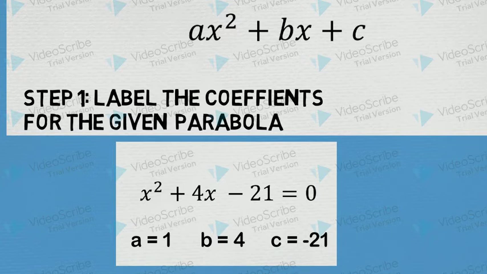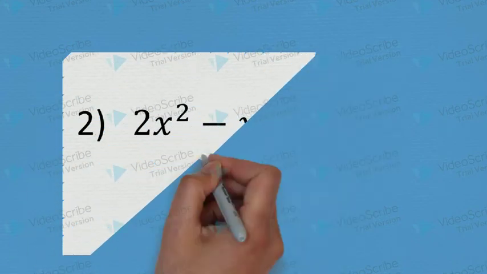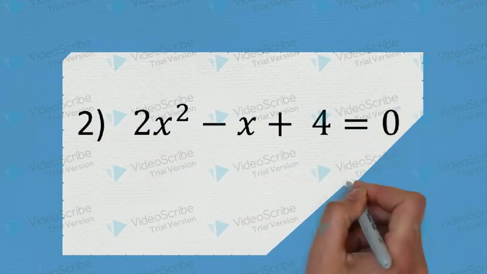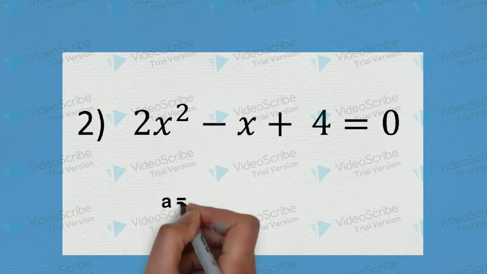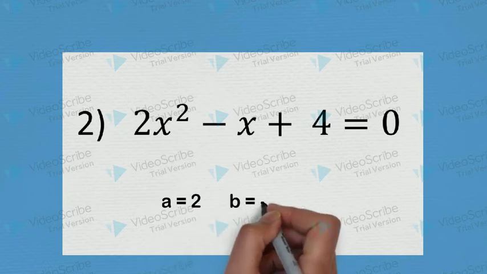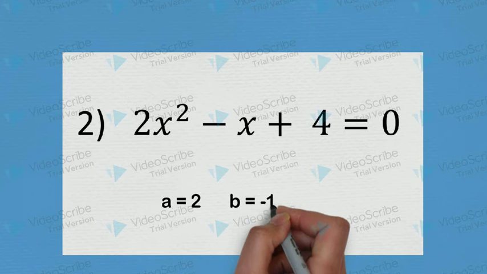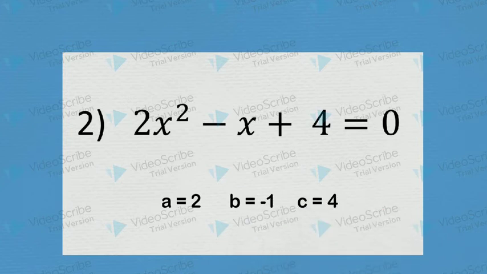Now let's look at another quadratic function problem. 2x squared minus x plus 4 equals 0. Label a, b, and c. Take a few seconds and think about it. For a, you should have had 2. B, you should have had -1. And for c, you should have had 4. Go ahead and correct that if you've had any problems.